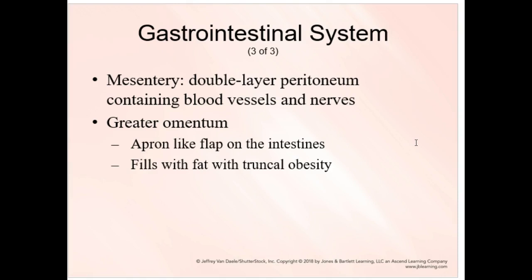Truncal obesity is when you get almost that beer belly appearance, when fat fills this mesentery and makes the belly stick out. And the reason clinically that is important is people with that truncal obesity that tends to go into their abdomen tends to have more fat in and around their heart.